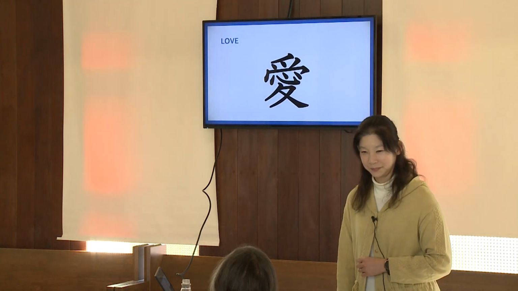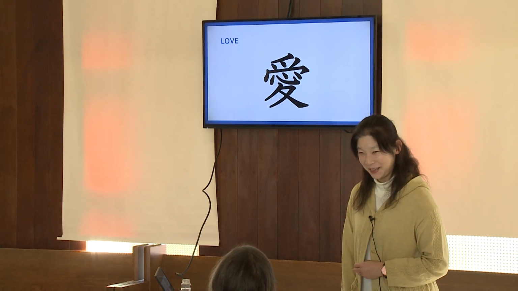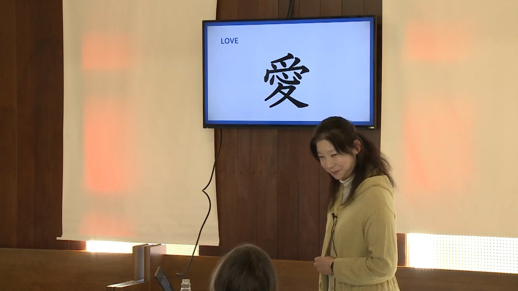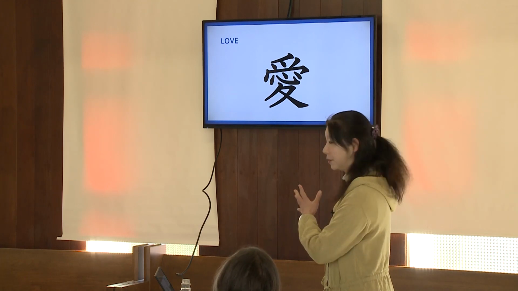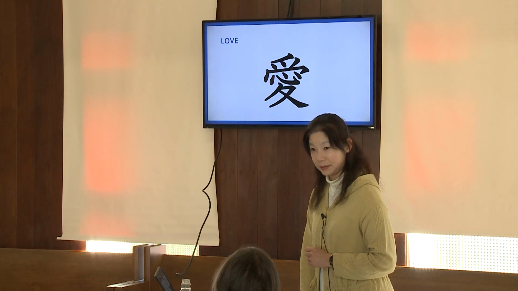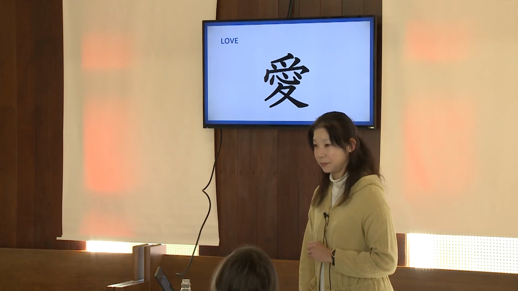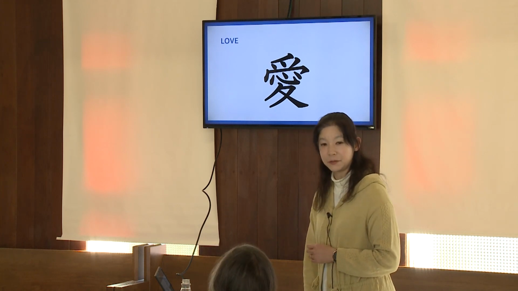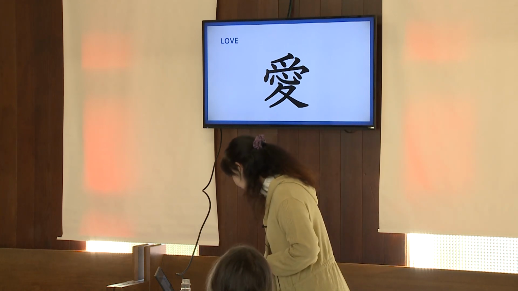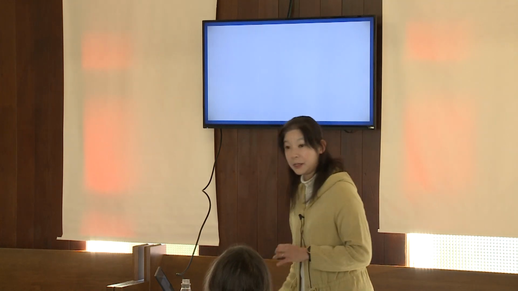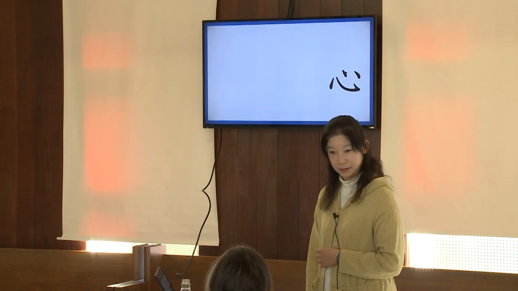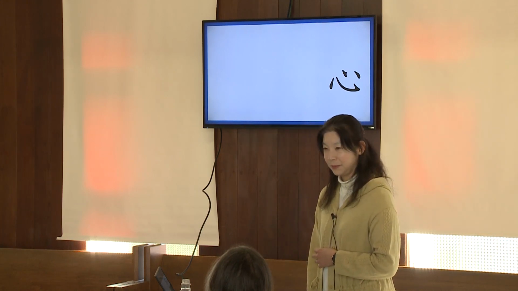Now, let's look at the word in Chinese characters. They look really complicated. But this word is very new in Japanese. This is not used maybe until late 1800s. And the important part of love is this. What is this?